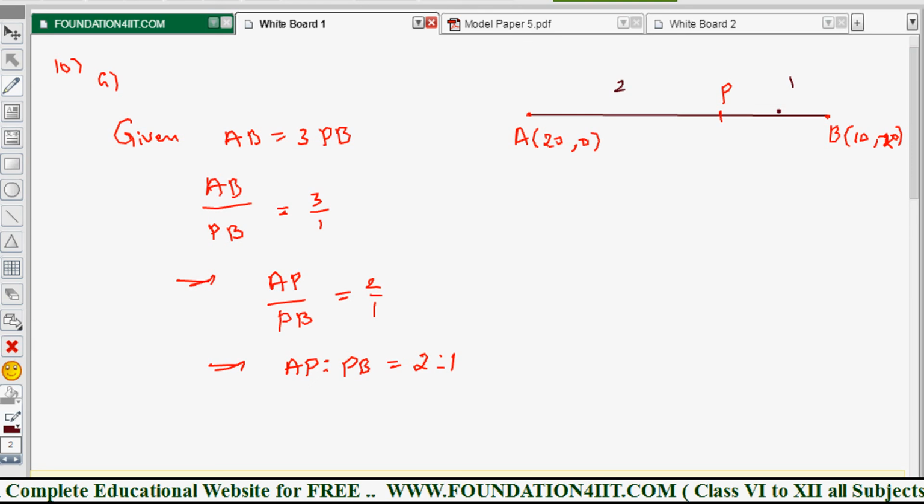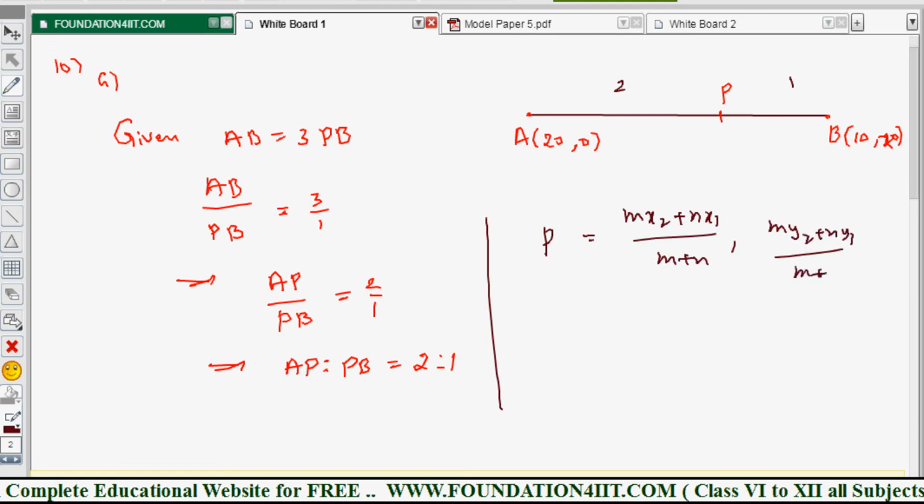First we'll find out the point P using the section formula. Then the coordinate point P is the section formula. If you apply (mx2 plus nx1) by (m plus n) and (my2 plus ny1) by (m plus n), m and n is the ratio. So m is 2, n is 1, and (x1, y1), (x2, y2). Okay, (x1, y1) is (20, 0) and (x2, y2) is (10, minus 20). Let us take these points in this. We'll find out the point P, simple.